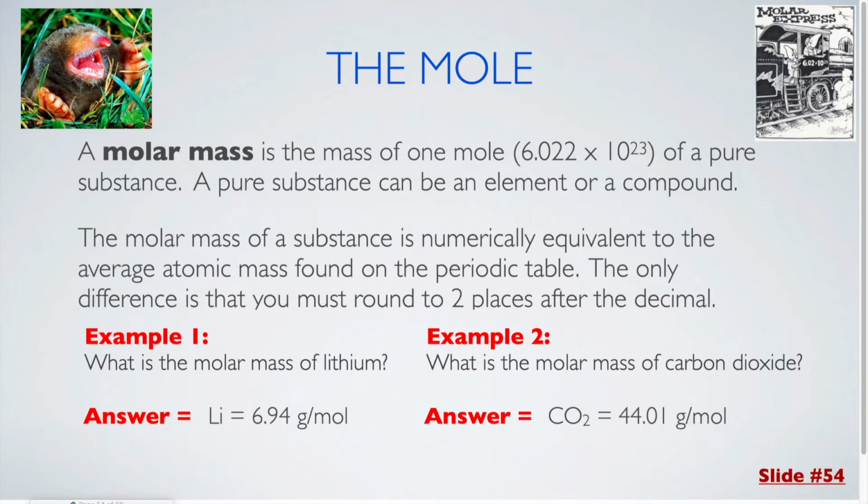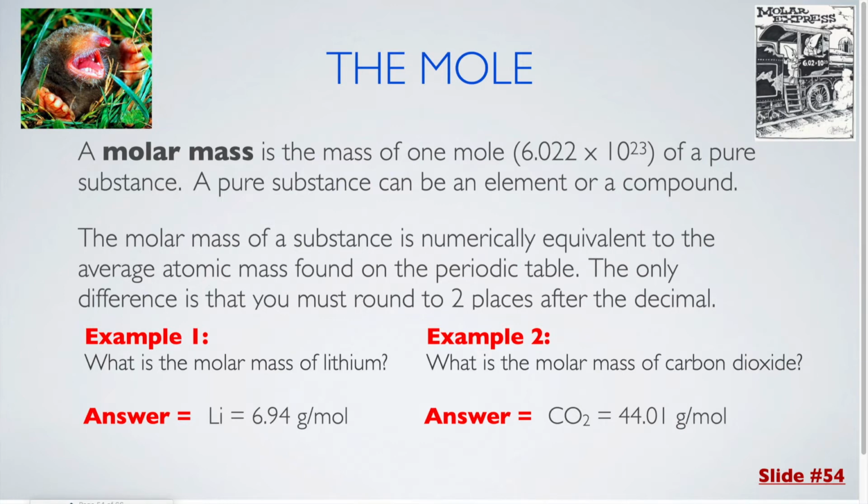A molar mass is the mass of 1 mole of a pure substance. A pure substance can be an element or a compound. The molar mass of a substance is numerically equivalent to the average atomic mass found on the periodic table. The only difference is that you must round to 2 places after the decimal.